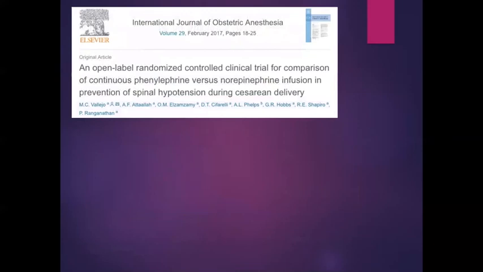Since norepinephrine has both beta and alpha adrenergic activity, it's suitable for maintaining blood pressure with less bradycardia. The authors in this study hypothesized that norepinephrine would be superior to phenylephrine, requiring fewer rescue bolus interventions to maintain blood pressure.